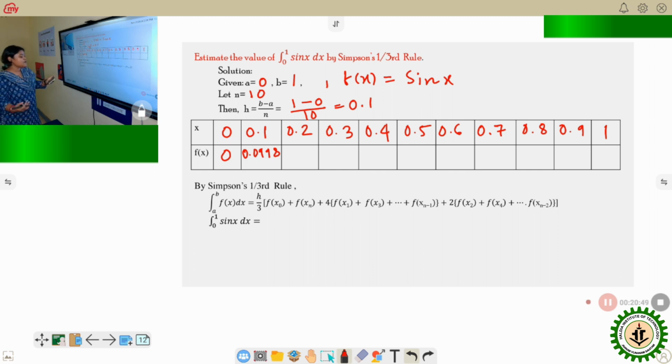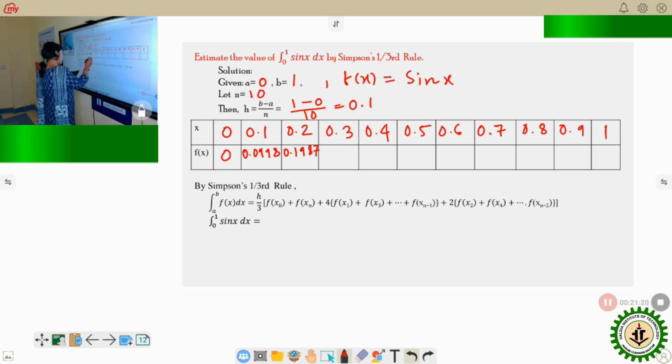Next, sin of 0.2. That should also be in radian mode. All the values should be in radian mode, not in degree mode. If you are using a calculator, you have to change your mode. Now sin 0.2 is 0.1987.